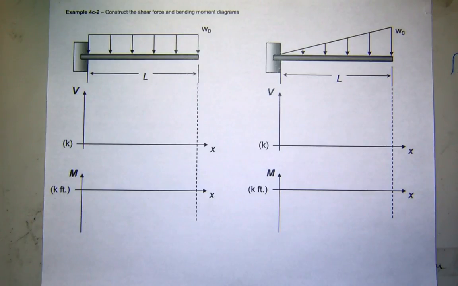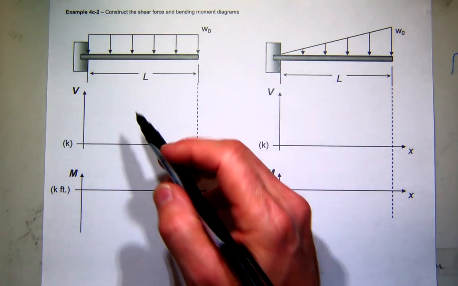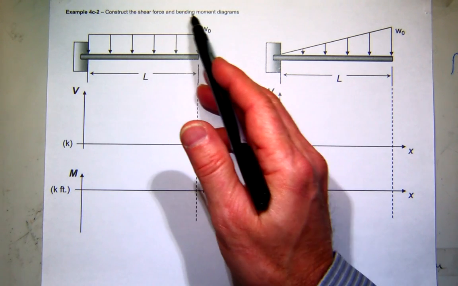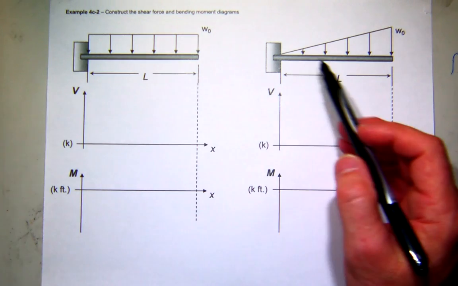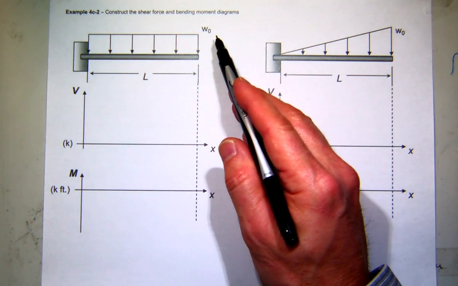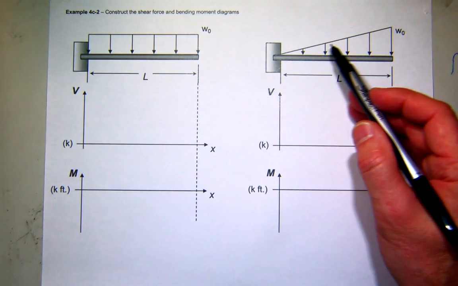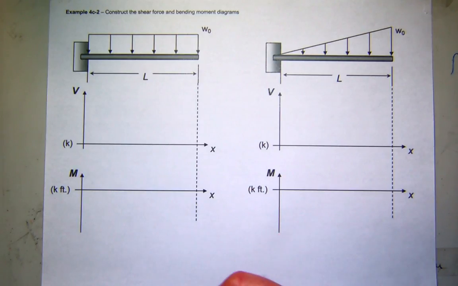Okay, so let's look at these. Got two more here. I want to draw the shear force and bending moment diagram, and we have, again, two cantilevers, one that has a uniform load, and then one that has a linearly varying load.